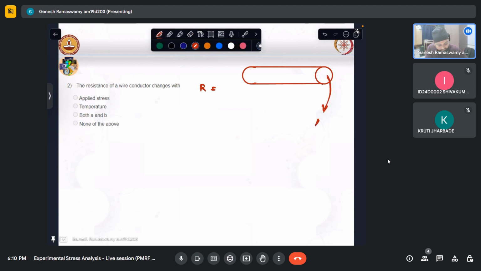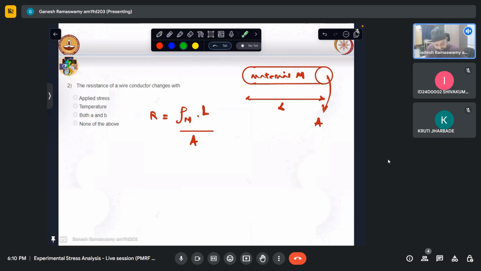Let me call this cross section A and this length as L. And let the wire be made of some material M. So the resistance of this wire is given as the resistivity of that material M into length by the area of cross section.